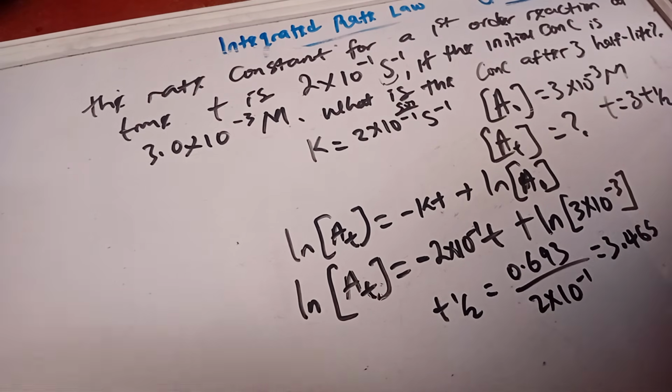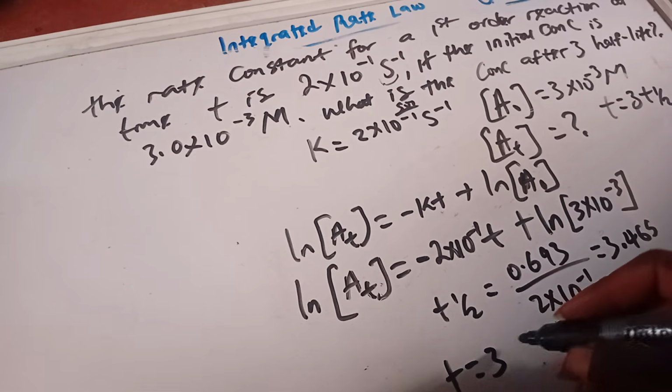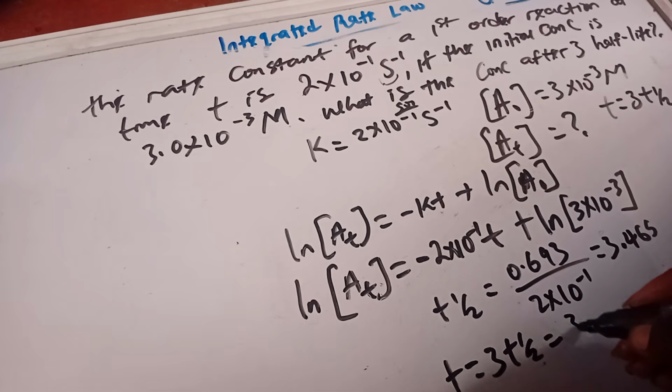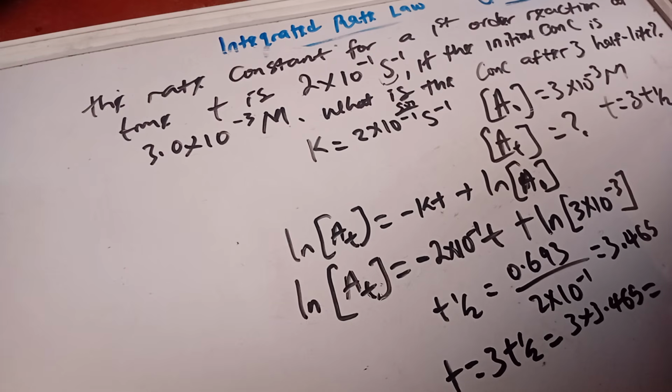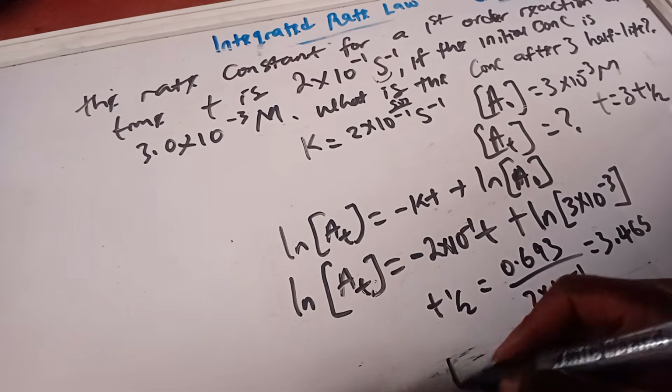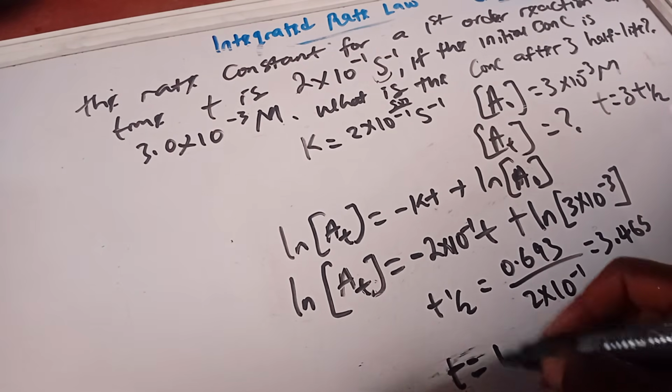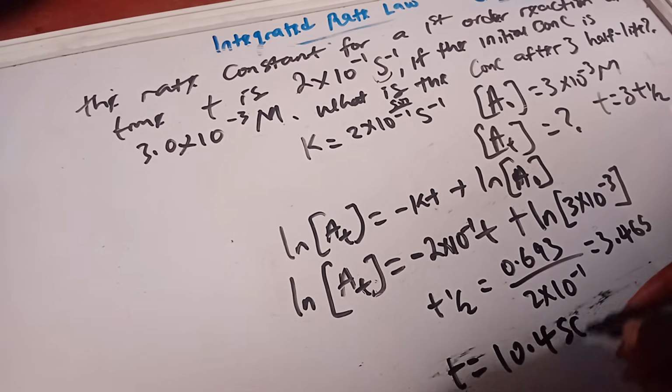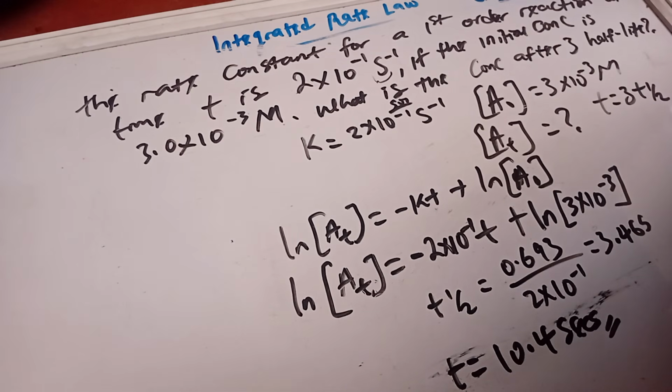Since our t equals 3 half-lives, it's going to give us 3 times 3.465. So our time, 3 half-lives, 3 times this, we have 10.4 seconds.